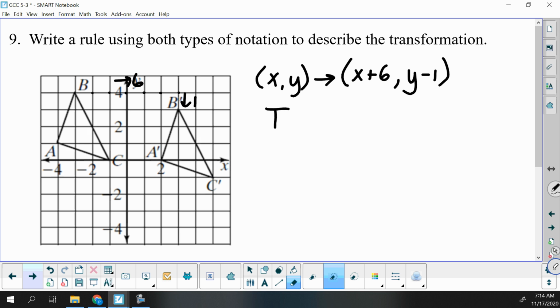The other way, we can do the capital T. We'll tell the translation, 6 comma negative 1. That means we went 6 to the right and 1 down. And then even with the T, we got to tell what is being translated. Well, for us, that's triangle ABC. So it said we had to do both types. If it just said write a rule, either one of those would be correct.